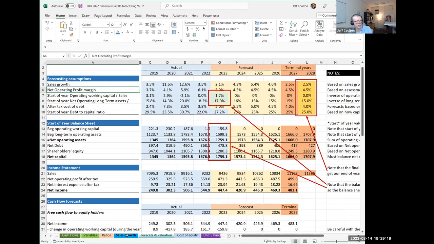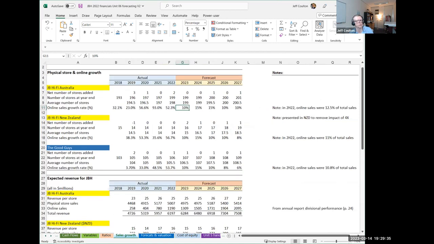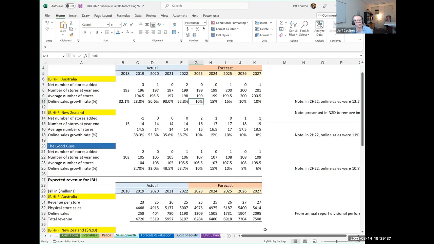So for example, for my revenue growth for JB Hi-Fi, I've been thinking about, do I think they're going to add any stores? Do I think their stores are going to become more effective? What do I think is going to be the online sales growth rate? This number that I've got here, 10% online sales growth for JB Hi-Fi in 2023, is massively overestimating it based on what they told me in the first half yearly reports. Looks like it's going to be closer to 0 or negative, which I wasn't expecting.